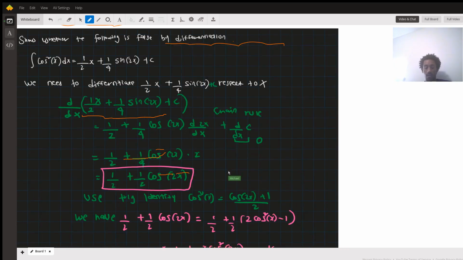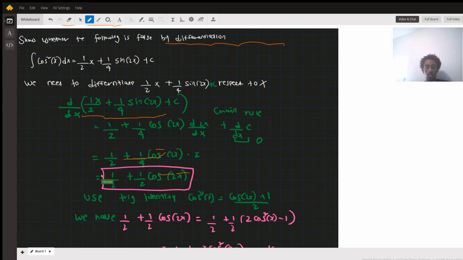We will have something like this: 1 over 2 plus 1 over 4 cosine 2x times 2. Yeah, because of the chain rule. 2 will cancel out with 4, so that's just going to be 1 over 2. So we'll have 1 over 2 plus 1 over 2 cosine of 2x.